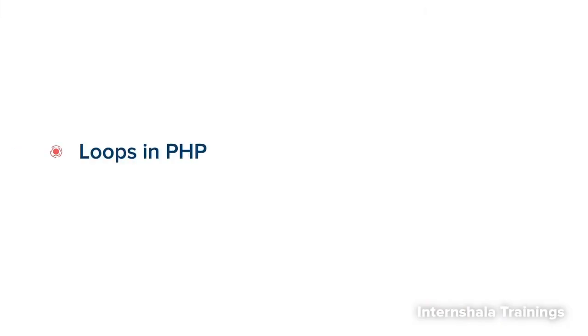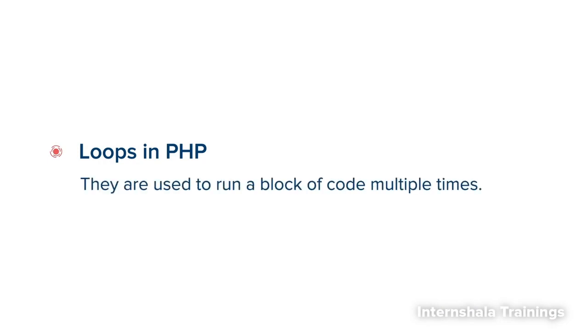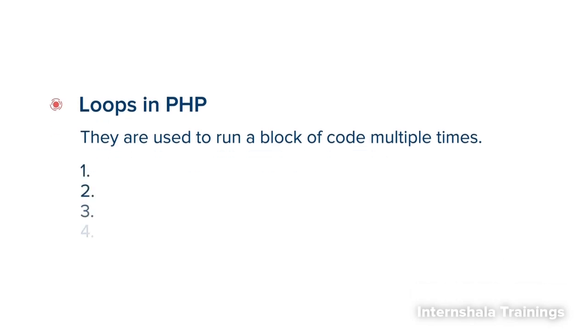In PHP, we have a similar concept of loops where we can run a block of code multiple times under certain conditions. The benefit of using loops is that we don't need to write the same code multiple times, just like we saw in the previous example. We will be looking at 4 types of loops in this video. These are while loop, do while loop, for loop, and for each loop.